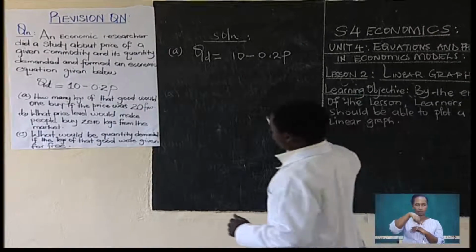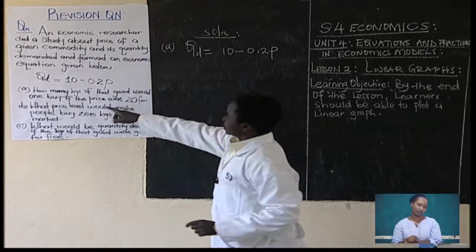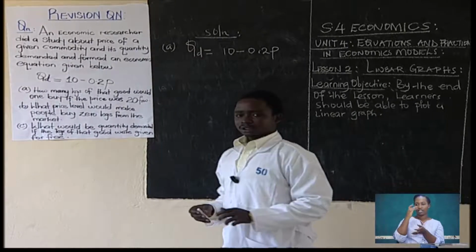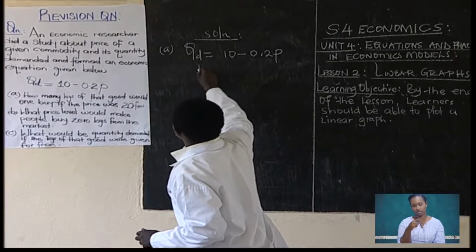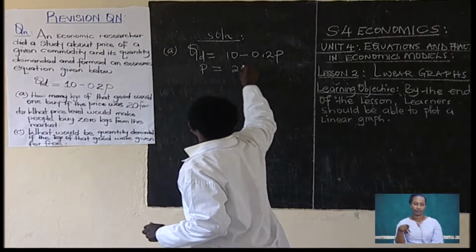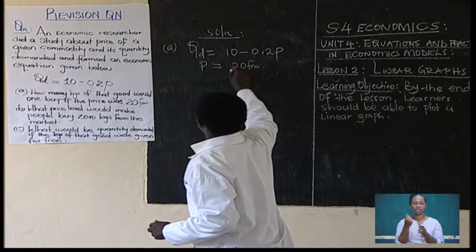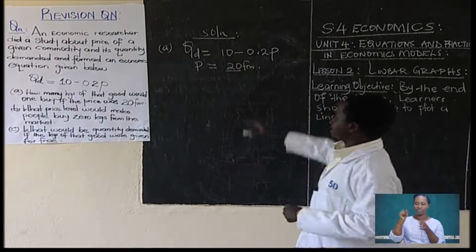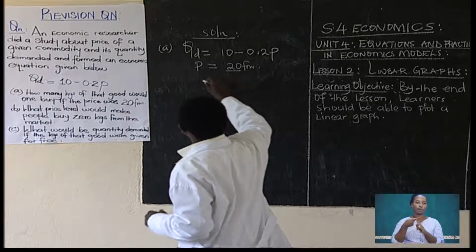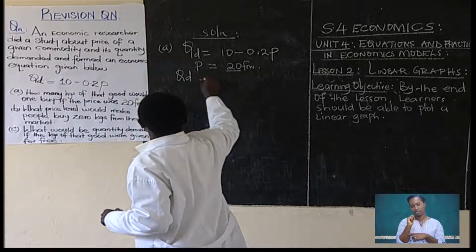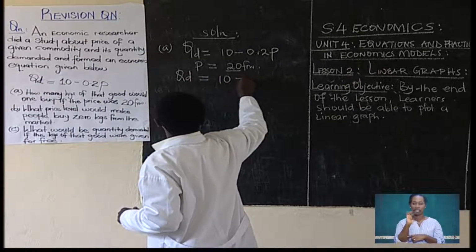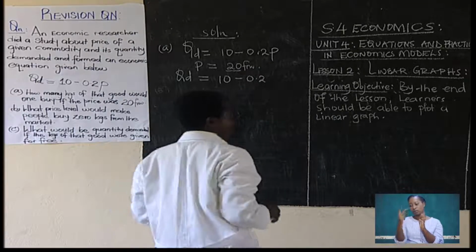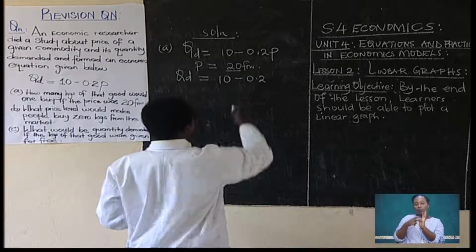So, how do you go about this? Part A: how many kilograms of that good would one buy if the price was 20 Rwandan francs? Meaning that we have our price. They have given us our price as 20 Rwandan francs. We want to know what quantity of that commodity would be purchased at this given price. So from this linear equation, quantity demanded is equal to 10 minus 0.2P. In the position of price, P, you substitute 20.